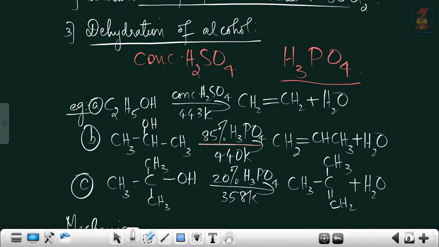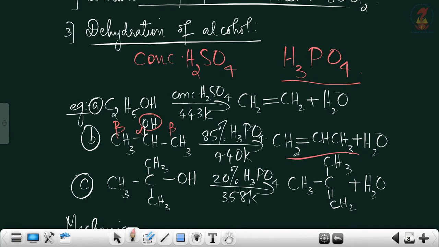You can see this is an example of a beta elimination reaction. Beta elimination reaction means a 1,2 elimination reaction. That is, this is our alpha carbon and this is the beta carbon. This is also our beta carbon. Now OH is removed from the alpha carbon and hydrogen can be removed from either of the beta carbon atoms. So I have removed hydrogen from this carbon. I get the product as CH2=CH-CH3, plus H2O is removed.